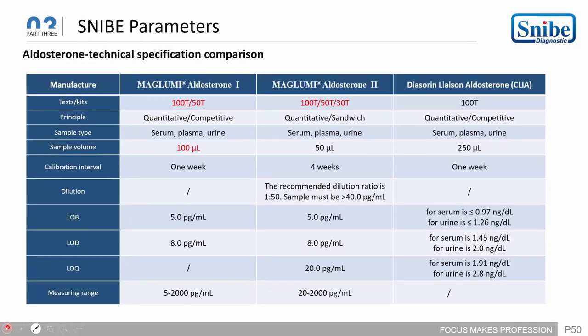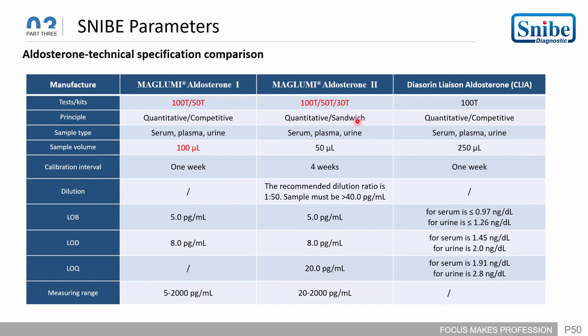So if we compare the aldosterone assay with the DiaSorin aldosterone assay, you can see that we have a 100 test and 50 test pack size. Along with that, in its second generation, we have a 30 test pack size, while the DiaSorin has only a 100 test pack size. We have a competitive assay in the first generation, but in the second generation, we have a sandwich principle.